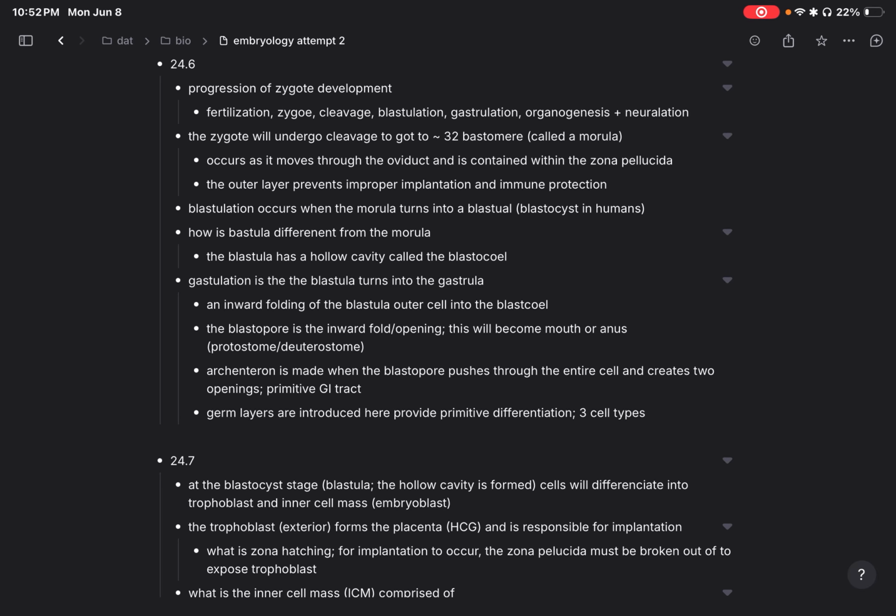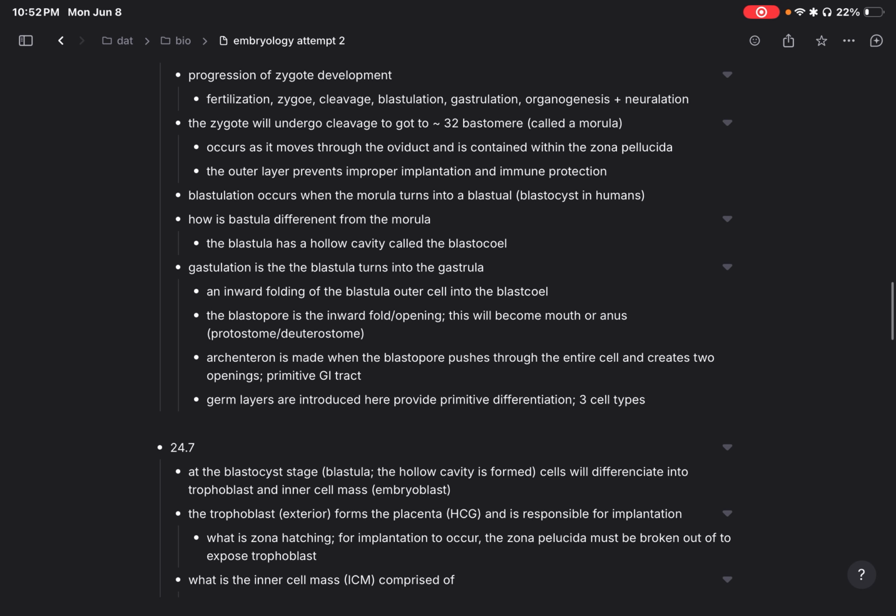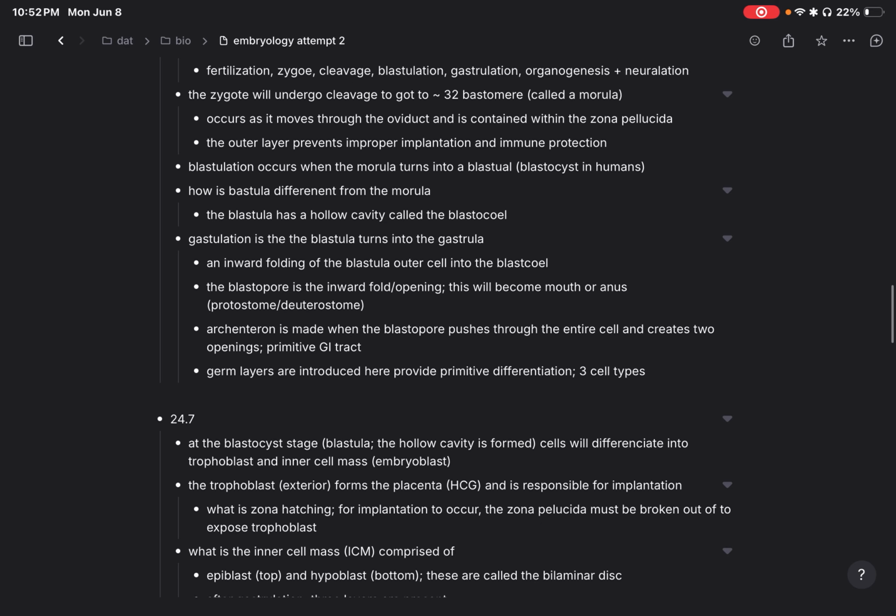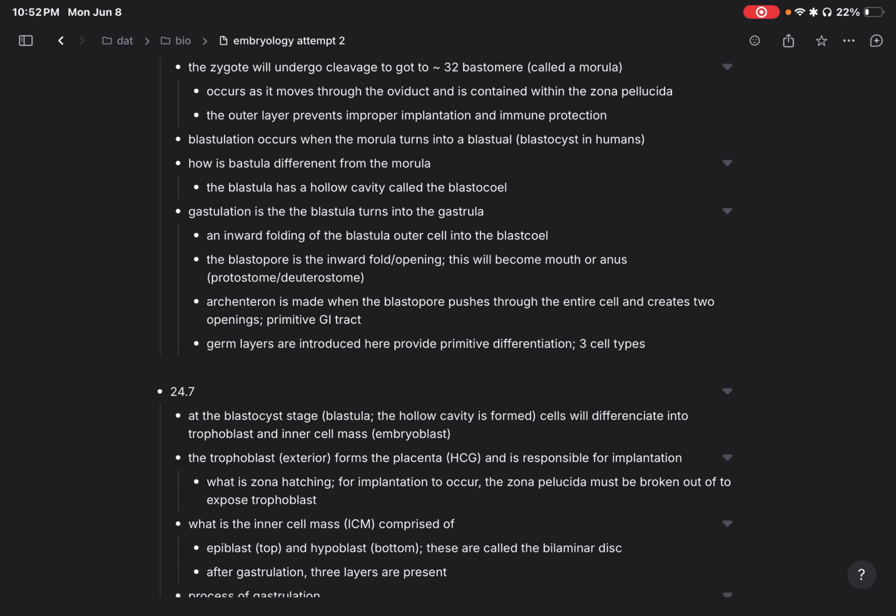cleavage occurs contained within the zona pellucida. It also helps with immune protection, because the mom has this random thing inside of her, so it protects the embryo from the immune system trying to attack it. Blastulation will occur when the morula turns into a blastula, which is called a blastocyst in humans. What's the purpose of that, bruh? Blastocyst in mammals, I should say.